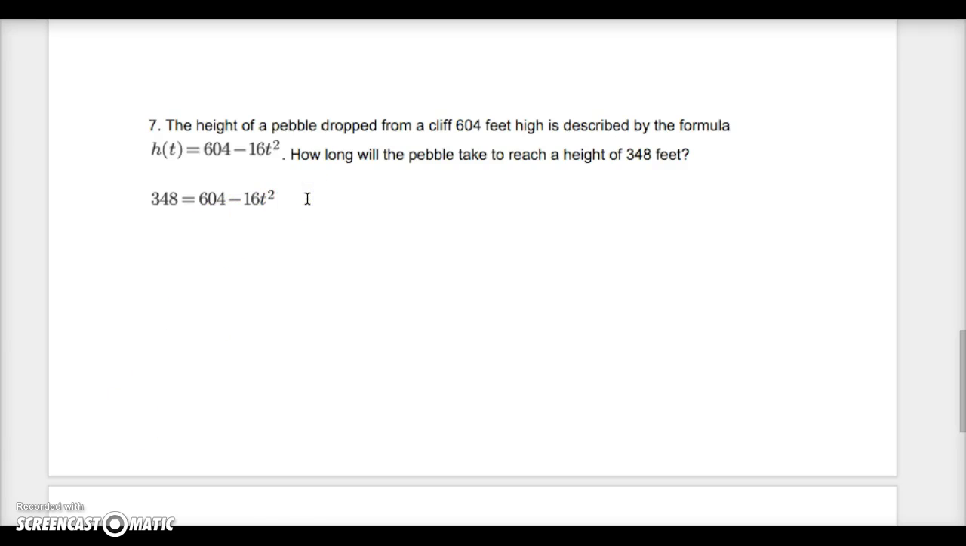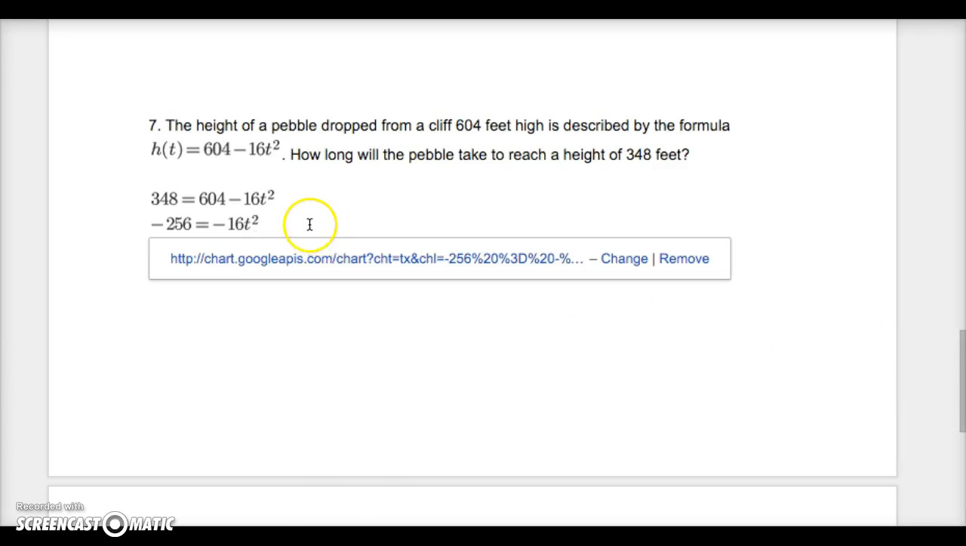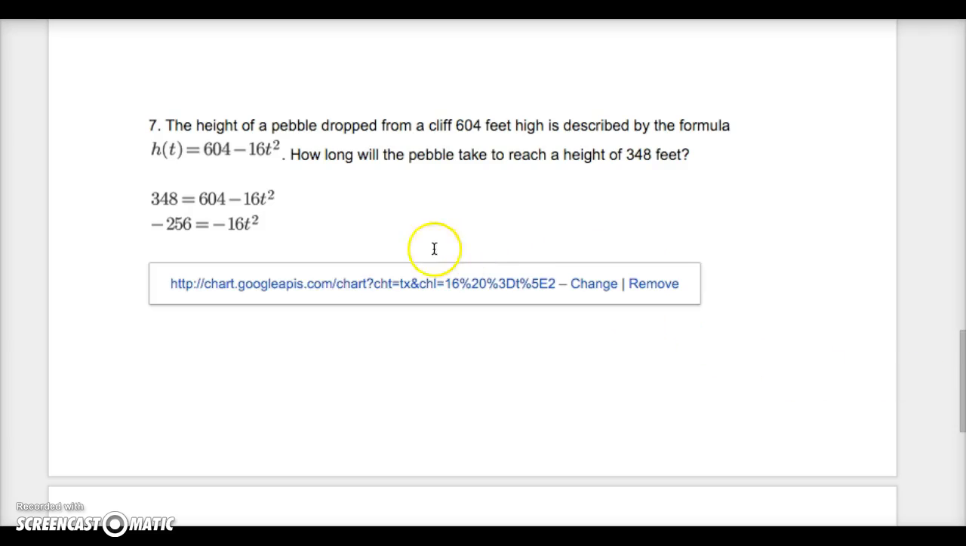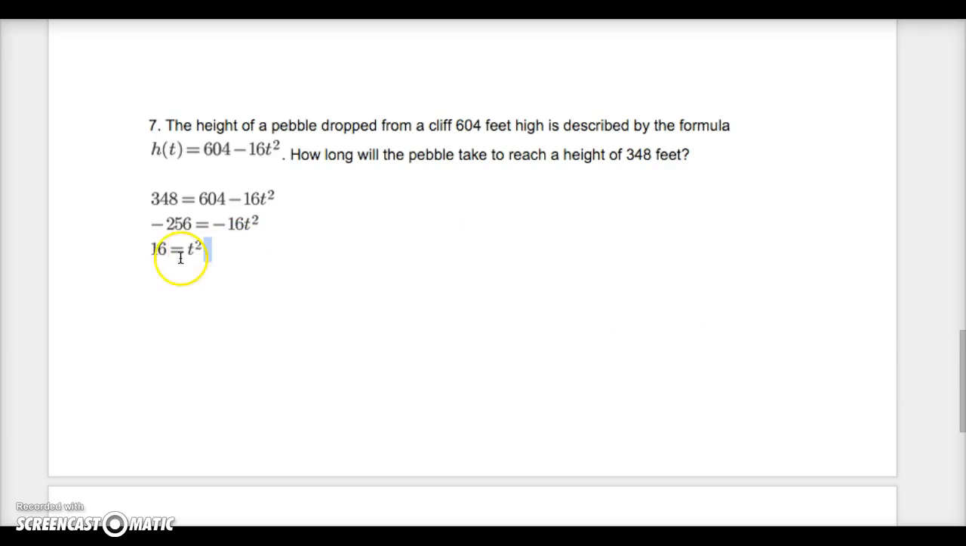So the first thing that I would do here is I would take the 604 to the left side of the equation. I would subtract it from each side. And when you subtract it, you're going to get negative 256. And the negative 16t squared is still on the right side. Next, I'm going to divide both sides by negative 16. And when I do that, negative 256 divided by negative 16 is just 16. And now I have t squared is 16.